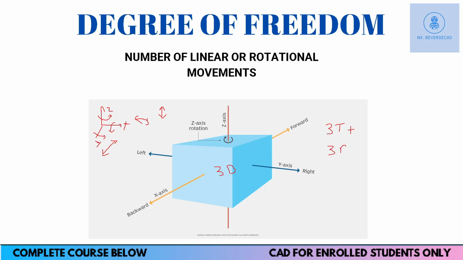That means for a body in space, we have exactly a total of 6 degrees of freedom. That means this body can either translate or rotate in any of the directions, based on the joint that we are going to use in the future. So the body will have 6 degrees of freedom in total, and we are going to restrict that to achieve our desired motion, right?